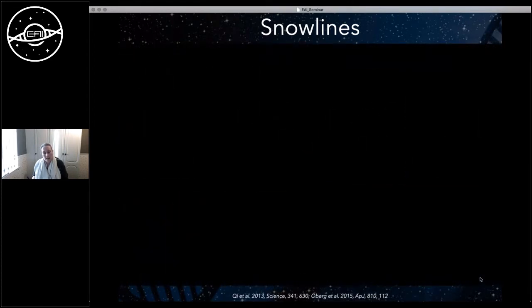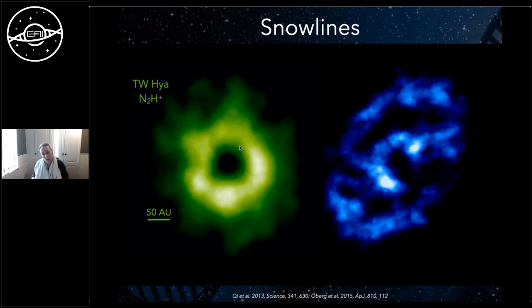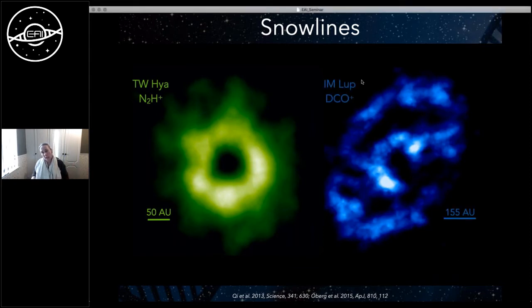And one of the nice early results from ALMA was the indirect measurement of the location of the CO snow line in two objects. So the one on the left here is TW Hydra. This is a very well studied object. It's the closest one to us. It's also almost face on, so we get a really nice view of the radial distribution of emission coming from TW Hydra. And then the second one here is IM Lup, so you've met IM Lup a couple of times now. And this is N2H+ emission, and this is DCO+ emission in the blue here.